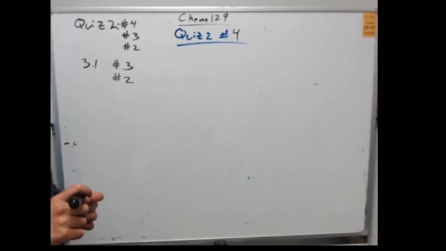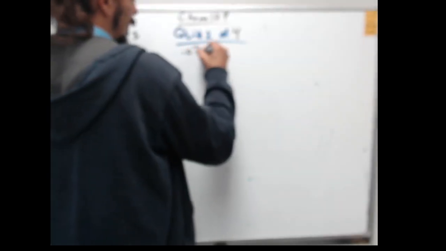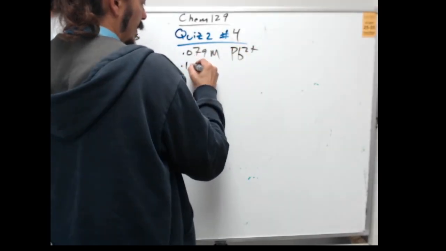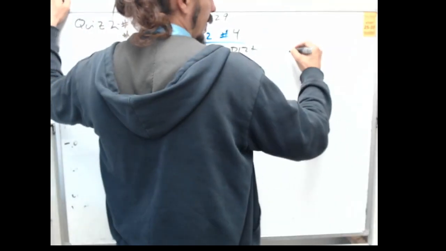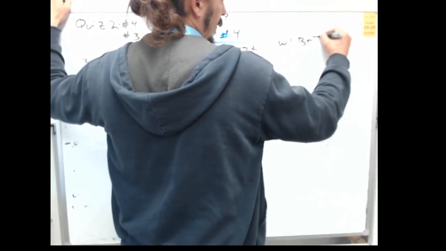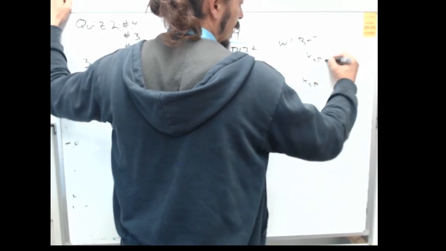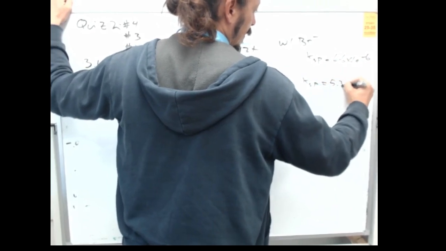Number 4. Someone else want to read this one out? I think it's a long one, but the setup's not too long. It's just a lot of questions. Okay. The solution is 0.079 molarity in lead and 0.100 molarity in silver. For lead 2 bromide, the KSP is 6.6 times 10 to the negative 6. And for silver bromide, the KSP is 5.35. Can you give me those KSPs again? That was too slow. Yeah. First one 6.6 times 10 to the negative 6. And the second one is 5.35 times 10 to the negative 13.